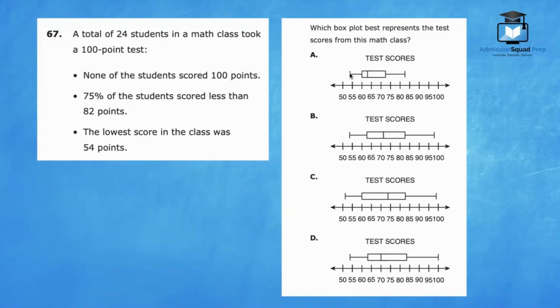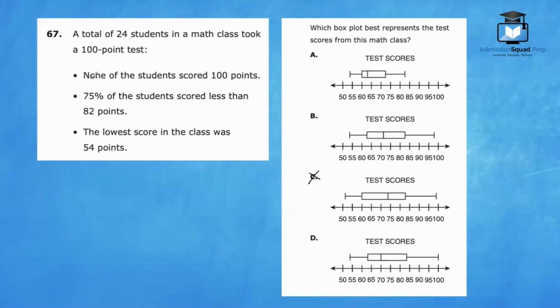The first tick mark here is typically the smallest data point in the data set. And the last tick mark here is typically the biggest data point in the data set. Because the problem specifically said that the lowest score in the class was 54 points, I'm looking to see when this tick mark is lining up with 54. So A is a potential answer, so is B. C is not a potential answer because it's looking like 51 or maybe 52. And D is also a potential answer because it's lining up at 54 for the smallest data point. That's the lowest score. So far, A, B, or D can be a potential answer.